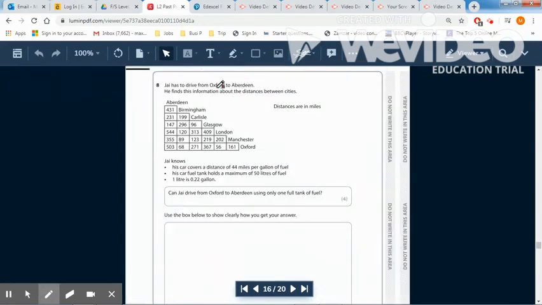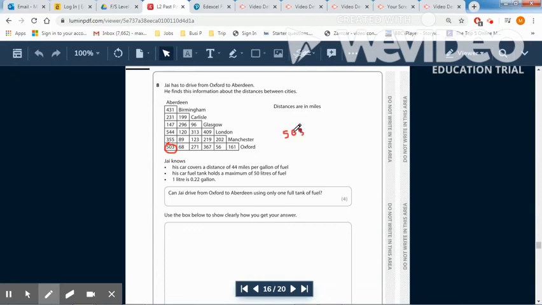So now Jai is going to travel from Oxford to Aberdeen, and he's got some information about distances. And he knows that his car covers 44 miles per gallon, and his fuel tank holds a maximum of 50 litres of fuel. 1 litre is 0.22 gallons. So can he drive from Oxford to Aberdeen using only 1 fuel tank? So first thing we need to do is find the distance. So we read that off. Aberdeen is here, Oxford is here. So we read across, and the total distance is 503 miles.